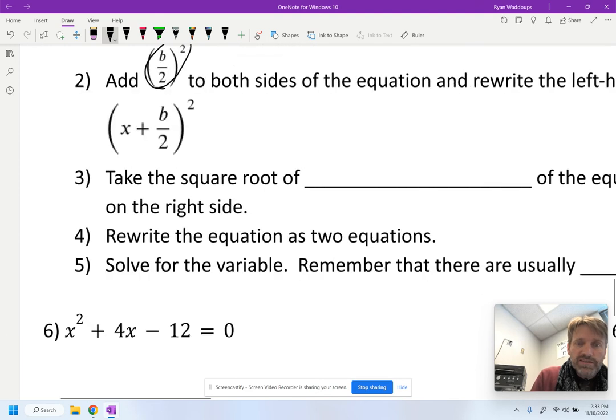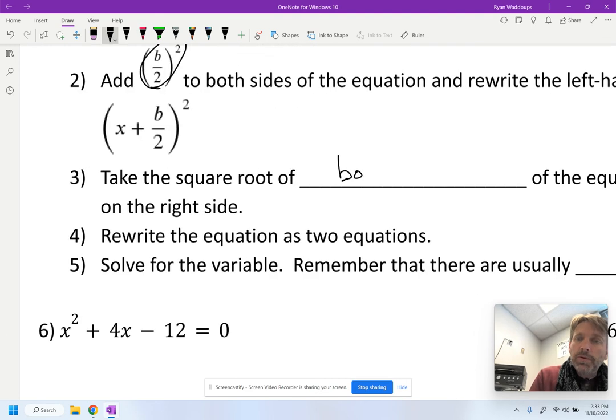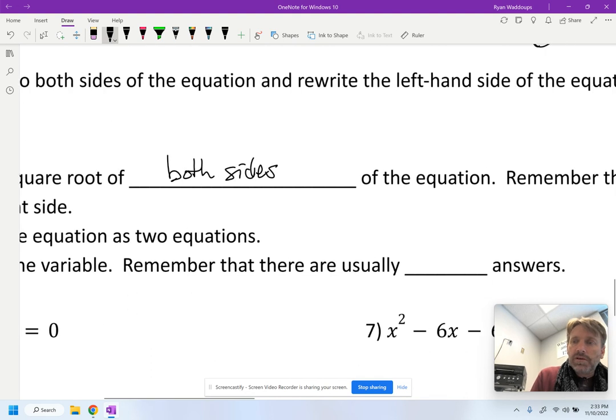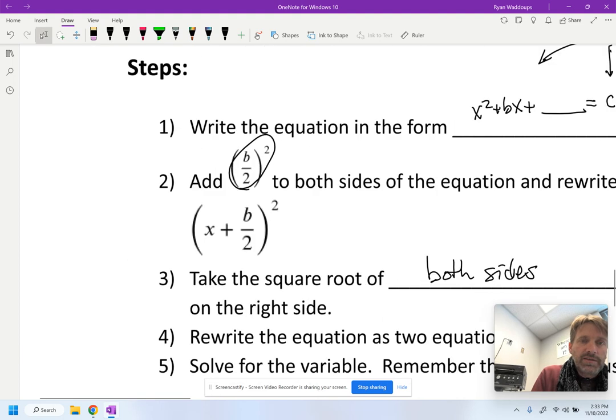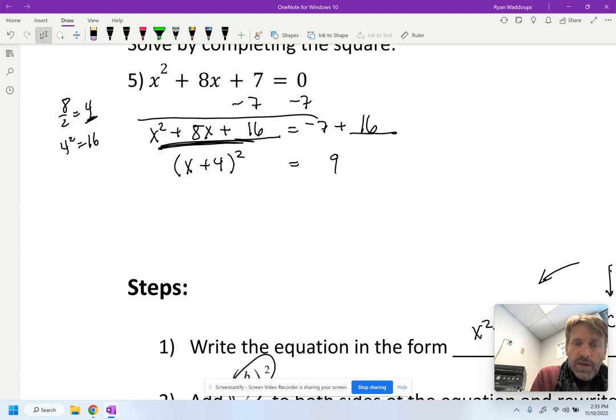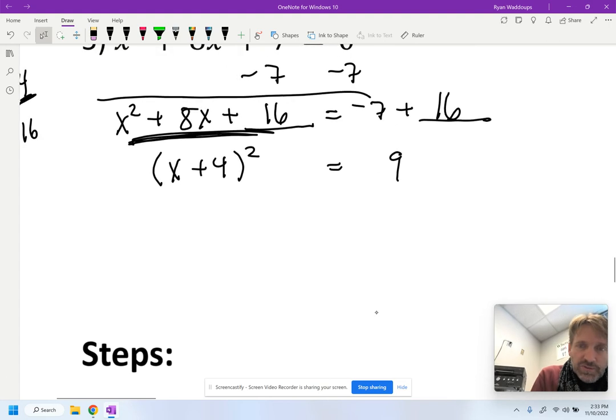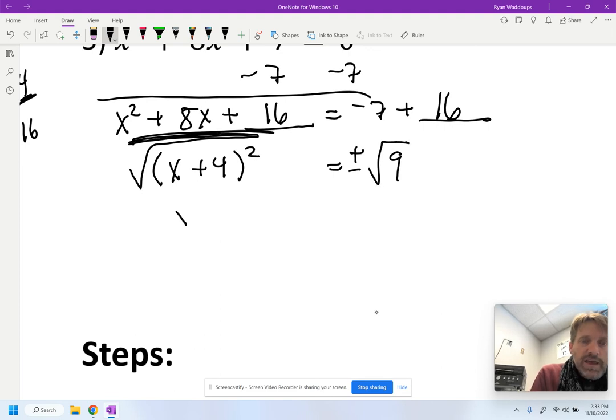Number 3 says take the square root of both sides of the equation. Remember the plus or minus on the right side. Because we've got something squared equal to something else here, we can take the square root of that to undo the square, and that's plus or minus. So I've got x plus 4 equals plus or minus, and the square root of 9 is 3.